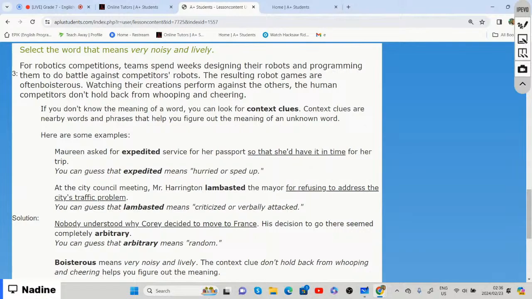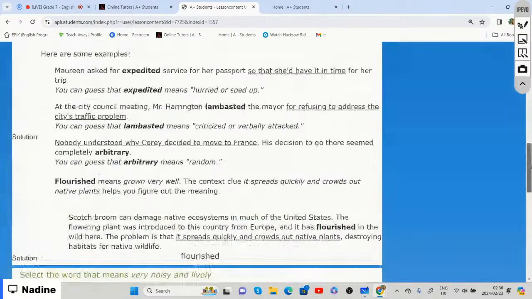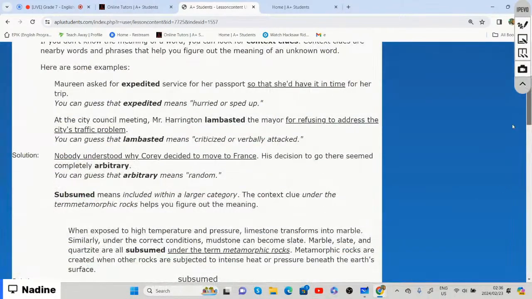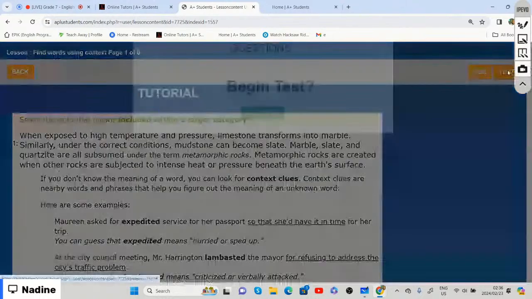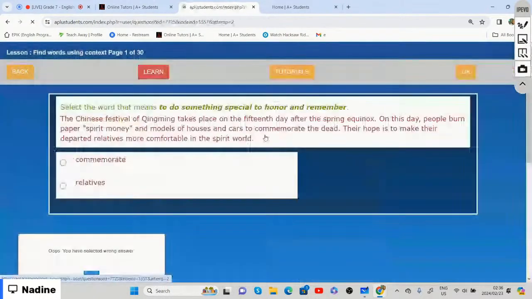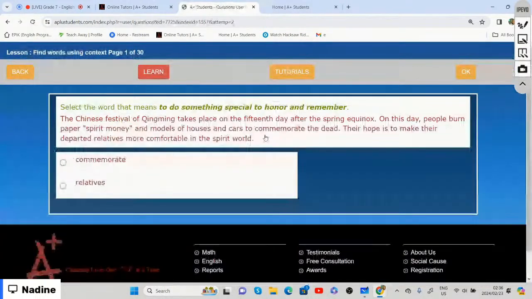All right, so now let's go to our test. So we're going to find the words using context clues, right? Within a sentence. It says we need to select the word that means to do something special or to honor and remember. So to do something special, to honor and remember.